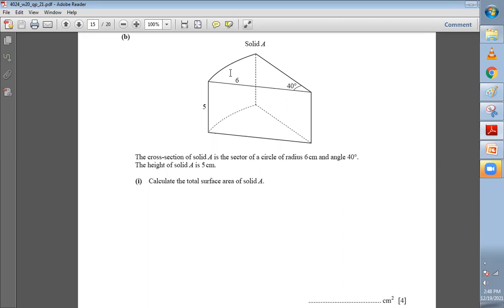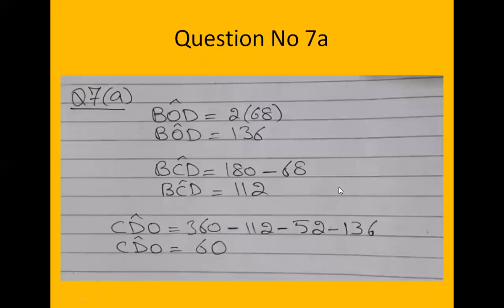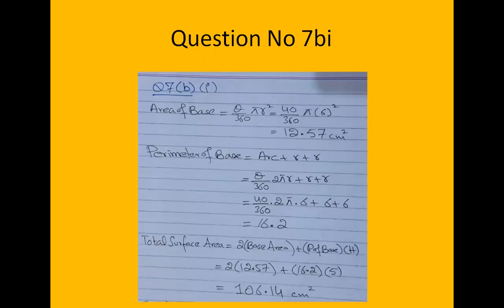You can find the area of the base. And then I need to find out the perimeter of this base. The perimeter of this base is the radius and this arc. So I need to know the arc. The formula for the arc is theta by 360 times 2 pi r. The theta is 40 degrees and the radius is 6 centimeter. So once you know the base area and the perimeter of the base, you can apply the formula. The total surface area is equal to 2 multiplied by the base area plus the perimeter of the base into the height of the prism.